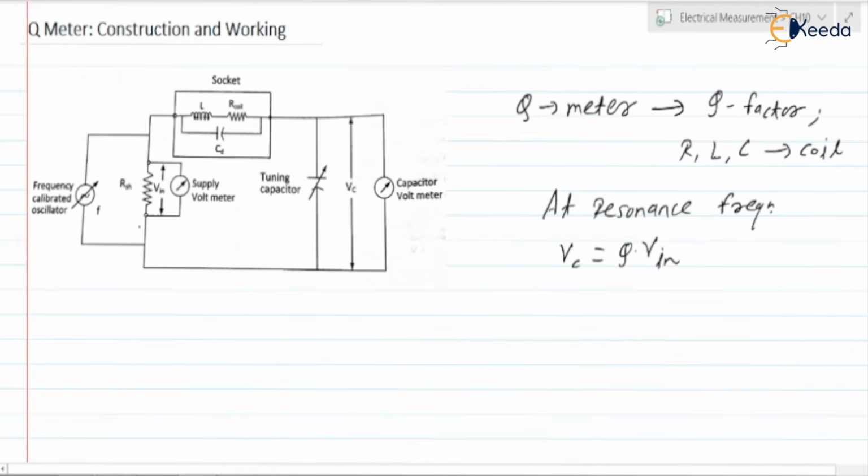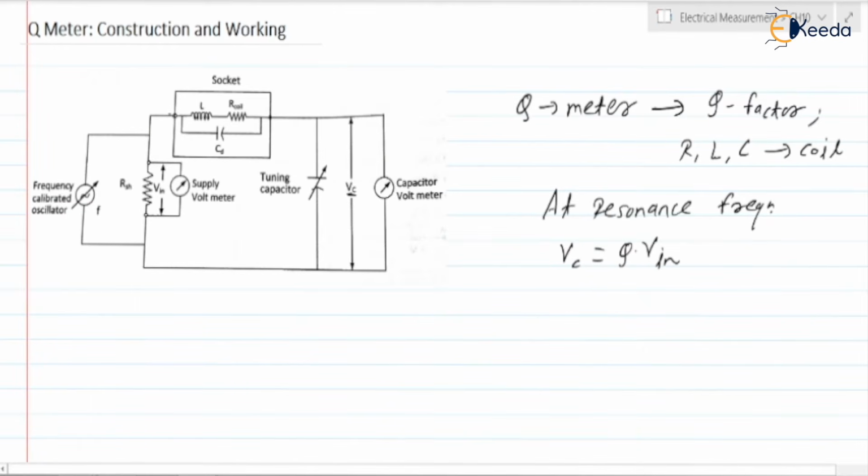Now here we have the circuit diagram for the Q meter. In this diagram we can see the oscillator. Across the oscillator we have connected the shunt resistance RSH. Voltage across the shunt resistance is measured by the voltmeter, and that voltage is V in. Next we have the tuning capacitor C. Across the capacitor also we have connected the voltmeter, and the voltage across the capacitor is Vc.